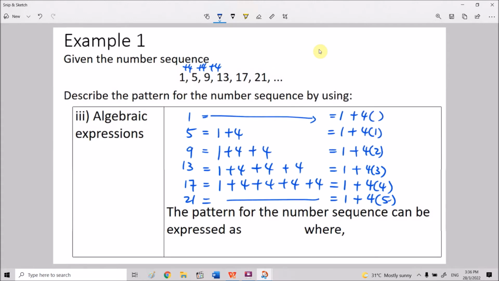As you can see, the number is decreasing, right? 5, 4, 3, 2, 1. And in order to get 1, we need to multiply this by 0. So 4 times 0. Okay, 4 times 0 is 0, right? So 1 plus 0 is still 1.